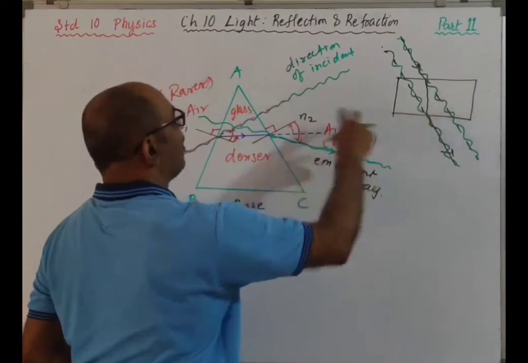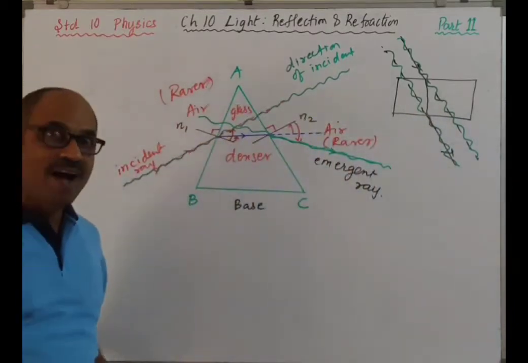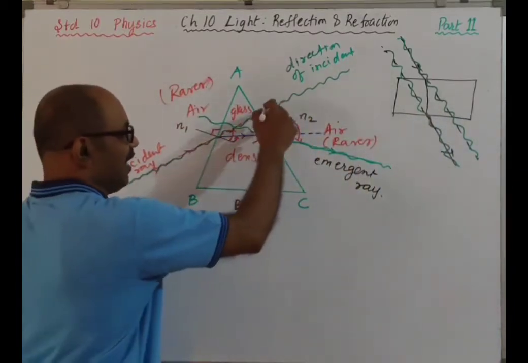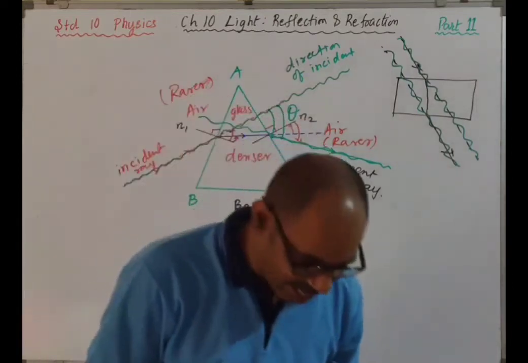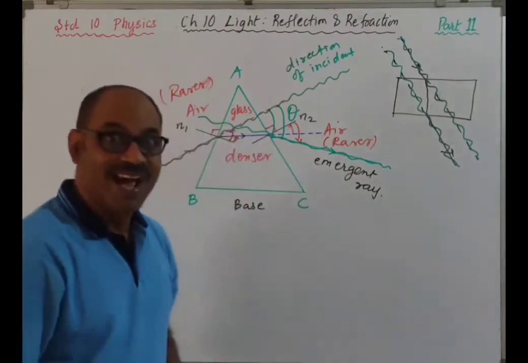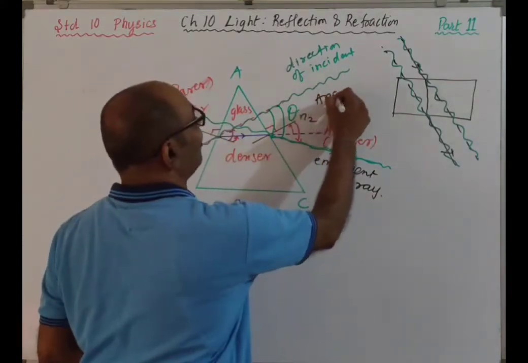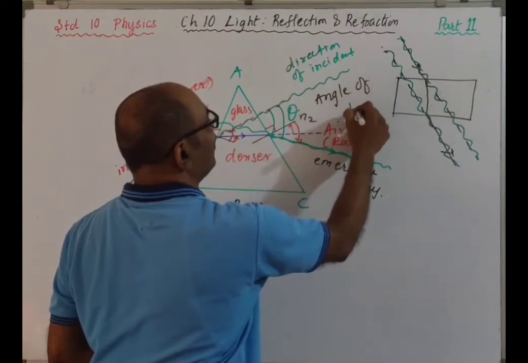Now in the slab case they are parallel. In this case they are not parallel. That means they intersect and make an angle. Suppose this angle is theta. This angle theta is known as the angle of deviation.